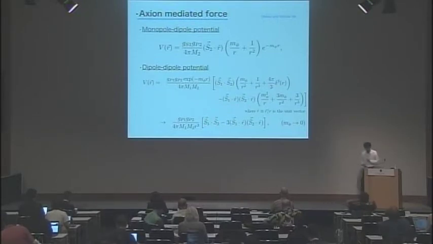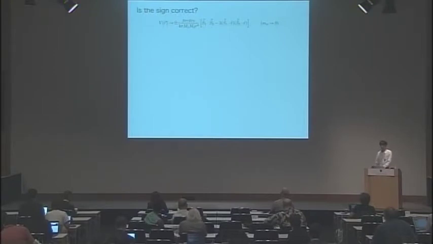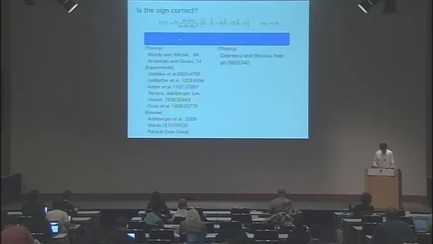So the sign is physical, and if the force exists, that's very important for claiming discovery. Is the sign correct? That's the question. I calculated this potential for the first time by myself. I got a minus sign, but many people say it should be plus. I checked the references, and it turned out that most theory papers, experimental papers, and many review articles, even including the Particle Data Group, say that the plus sign is correct. I found only one theory paper which says the minus sign should be correct.